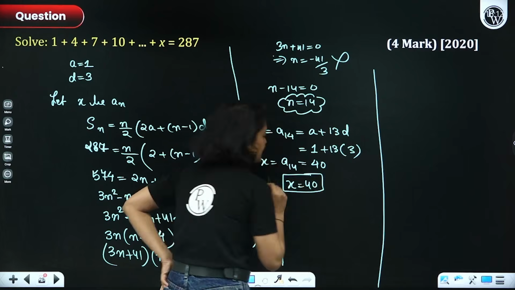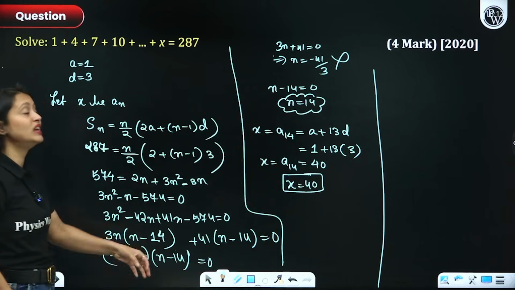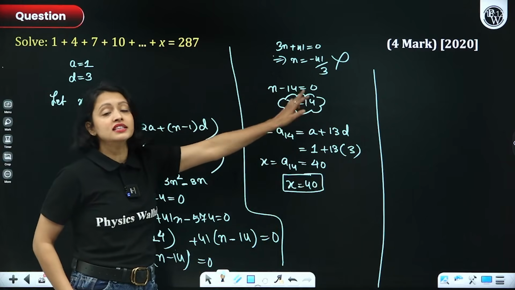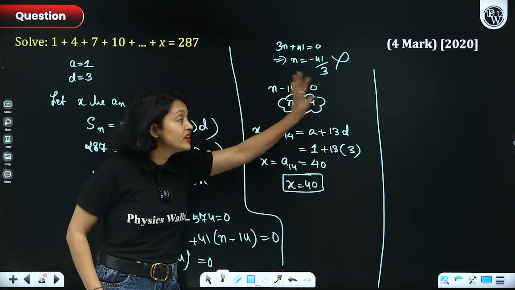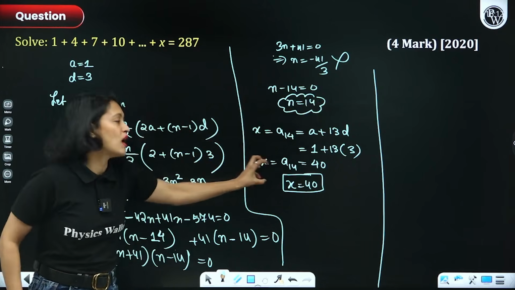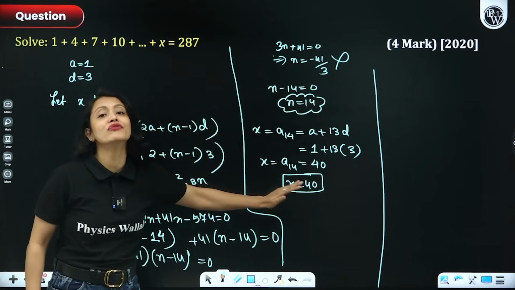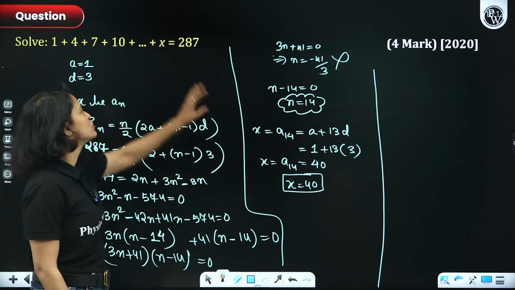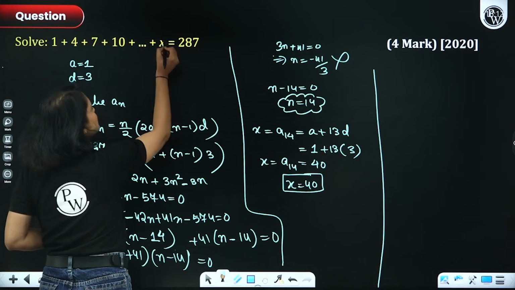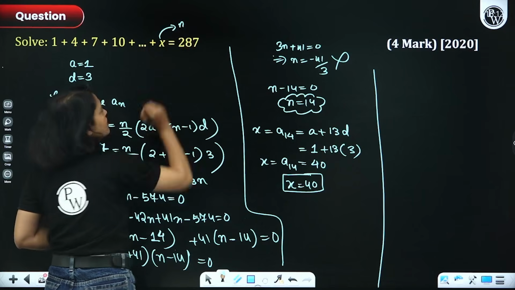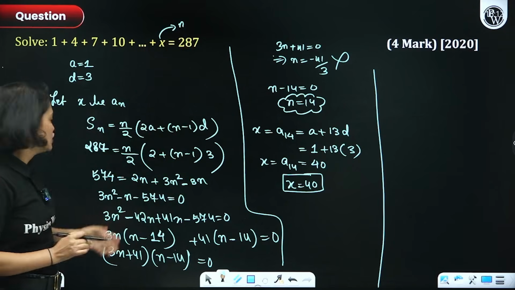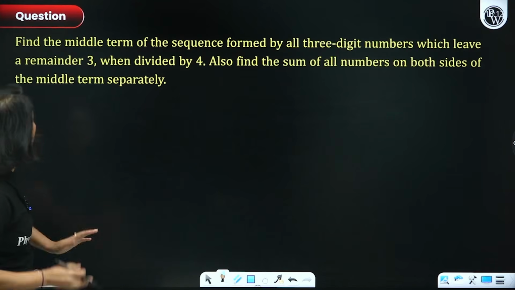This has to be the final answer. Please don't leave your answer till here. N is equals to 14. We just figured this out to figure out x. That was the ultimate aim, to figure out x. So remember, in such type of problems, the first thing you do is figure out n and then figure out x. So with that guys, let's move on.